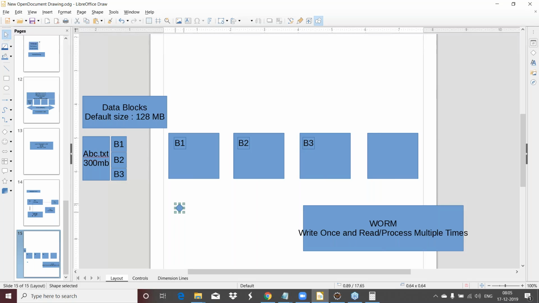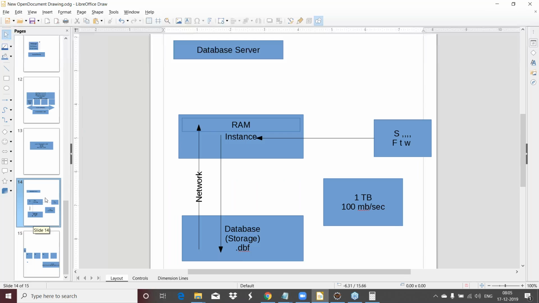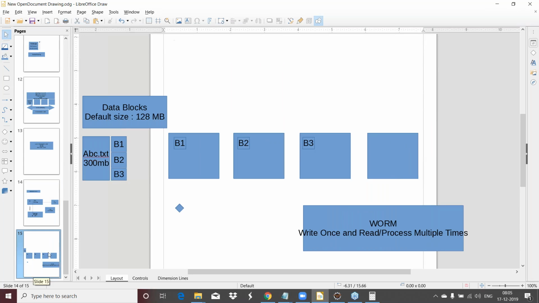So what does Hadoop say? What was the problem statement? The problem statement was you were transferring a huge amount of data over the network. So what Hadoop says is, boss, I'm not going to commit the same mistakes my predecessors have committed. In Hadoop, we are going to write our data once, and after that, your data will remain here forever.